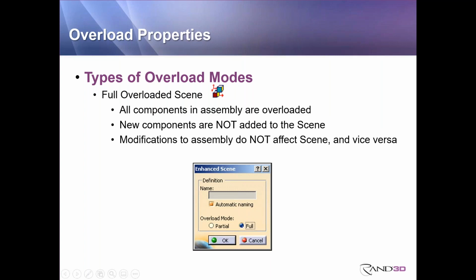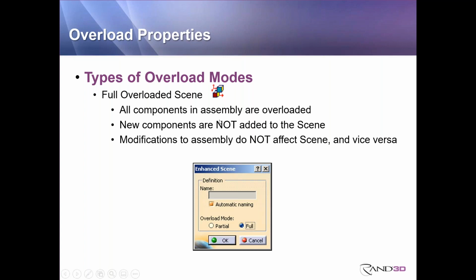So with full, all components in the assembly are overloaded. They're automatically recorded. New components are not added to the scene. That's the only kind of downside to the full mode: if you create a scene with 10 parts, it records 40 settings, and then you add an 11th part, that's 4 more settings that are not recorded.